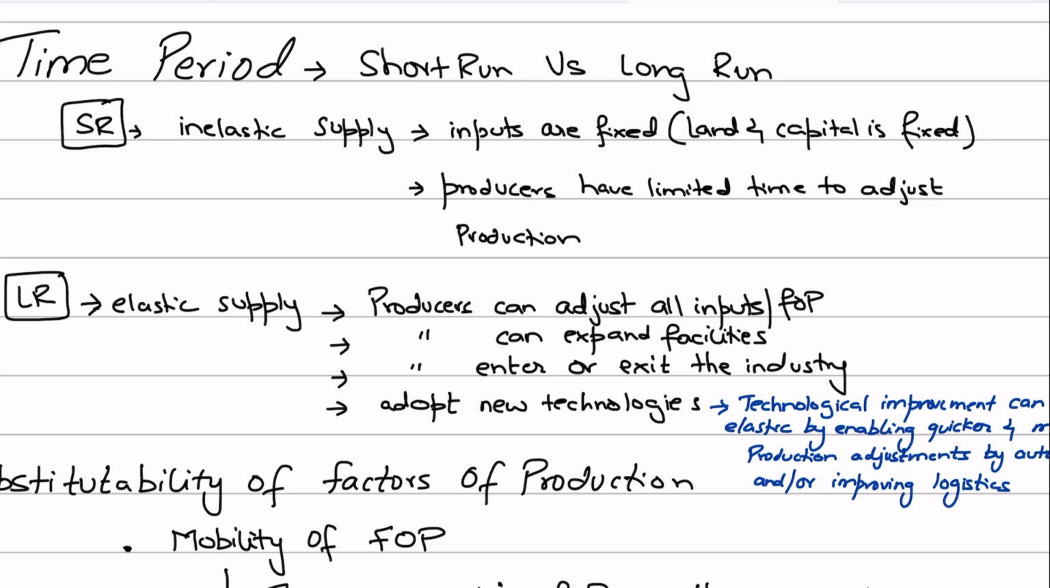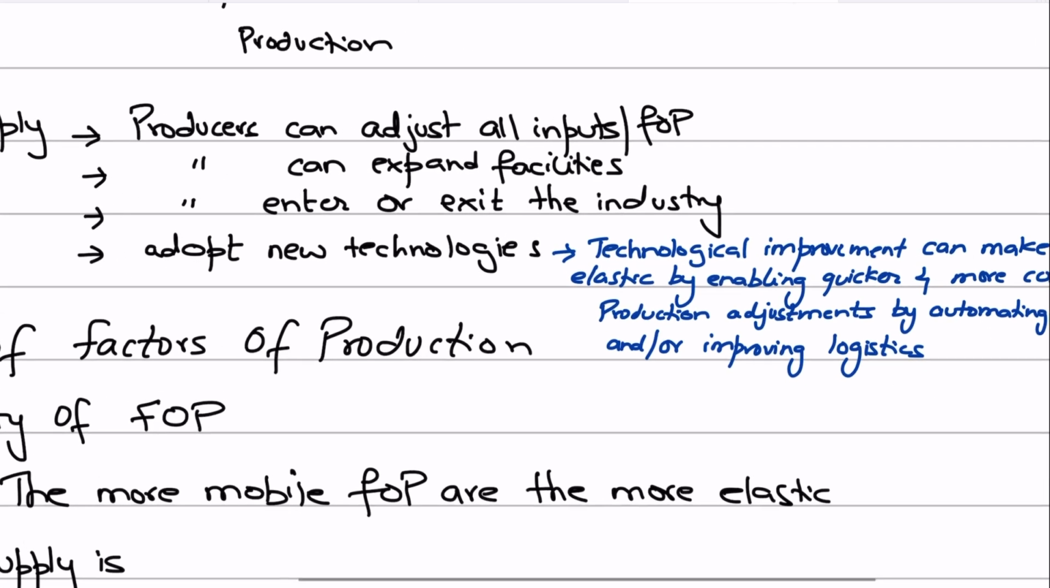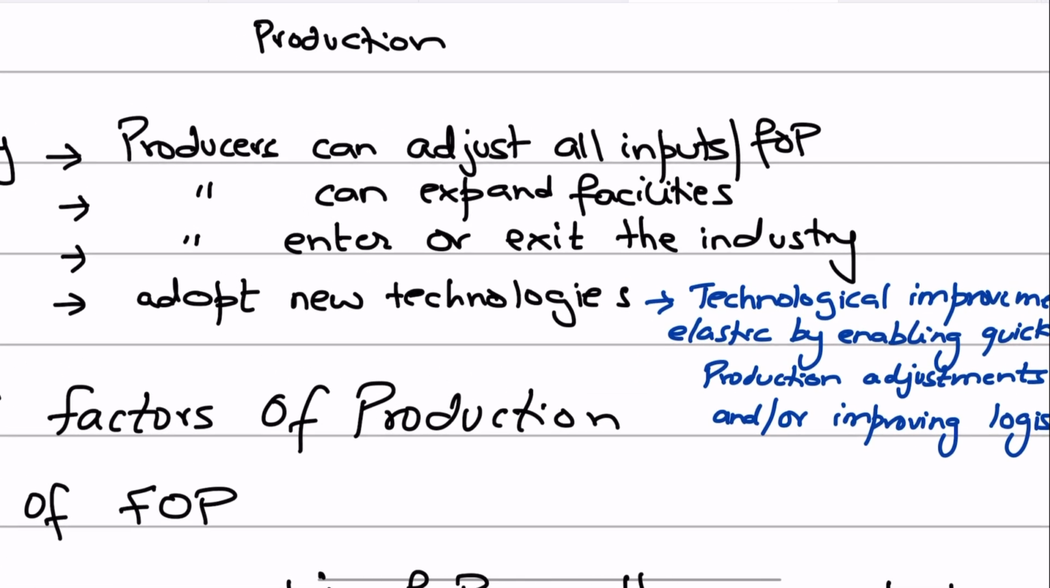Also remember that the long run is a time period where we say that your supply is elastic, and the reason why your supply is elastic is because all your factors of production are variable. When we say that they're variable, it means that they could easily be increased, right? Which actually means, as I've written it down for you guys as well, that producers can adjust all inputs. They can easily increase all inputs and factors of production in the long run, right?